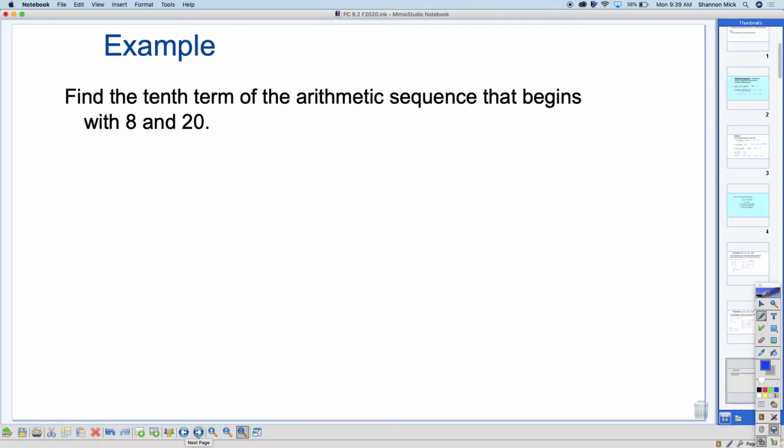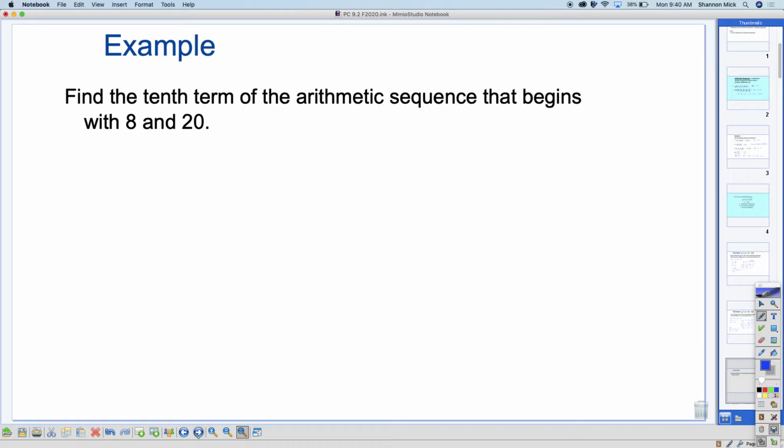Okay, find the 10th term of an arithmetic sequence that begins with 8 and 20. Now, when you do this, I want a formula, definition, equation first. I don't want you just to plug it in and get an answer. I want the definition, because that is the main thing we're learning here. So they gave me 8 and 20 they start with.